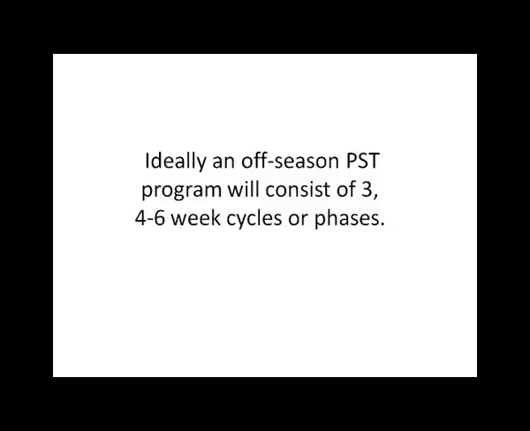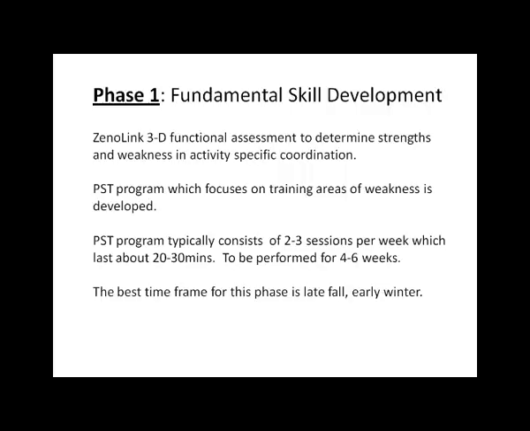But ideally, an off-season PST program, which again dovetails with the existing programs and doesn't replace them, would consist of essentially three roughly 4-week cycles, or what we would call phases. And that would be in an ideal world where you have an entire off season from, let's say, late fall all the way through the spring for, say, a summer sport, and then just reverse that for winter sports. So the way we would break this down would be into three fundamental phases, which would last roughly 4 to 6 weeks. Phase 1 is really our fundamental skill development phase.